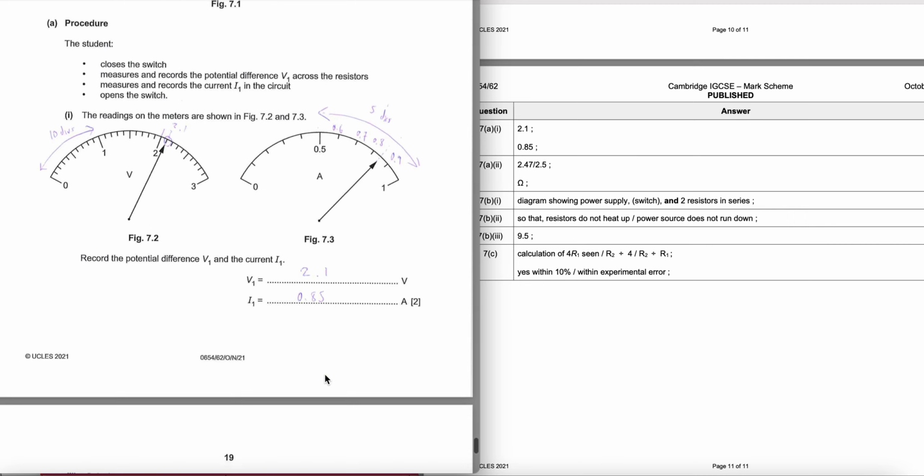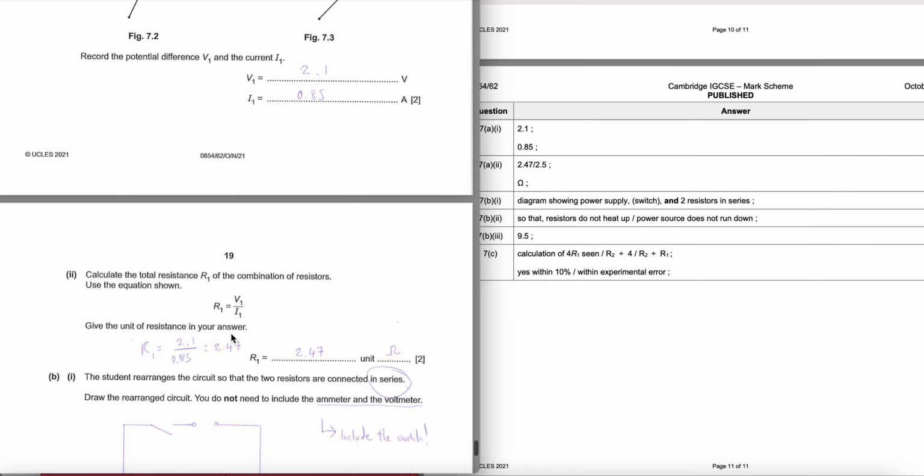Okay, so we'll carry on. We're being asked to calculate the resistance. Now this is a core paper, and so therefore R equals V1 over I1 is given to you. Okay, that's the definition of resistance, the ratio of potential to current. Okay, we are then going to calculate that. 2.1 divided by 0.85, 2.47. Okay, and we're giving it in ohms.